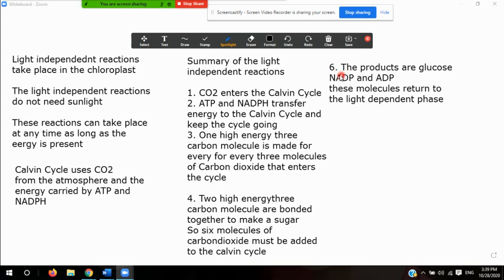And I said I wrote 6, but this is actually the fifth step. So at the end of the fourth step, we have our fifth step, which is that we have the NADP and the ADP along with the glucose made. And now the NADP and the ADP go back to the light dependent phase. So that's the summary of those two parts of the photosynthesis process. I'm actually going to go ahead and talk real quick about some of the importance of photosynthesis, and then that will be it for this video lesson, guys.